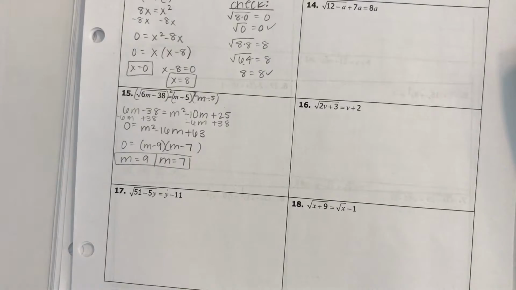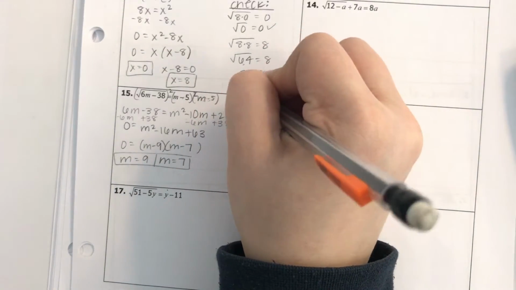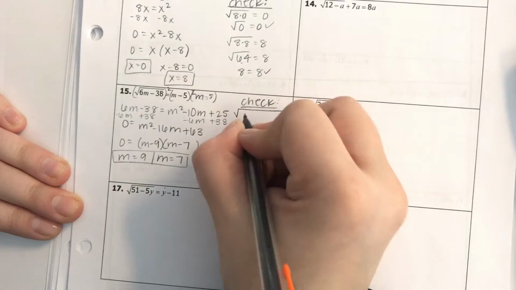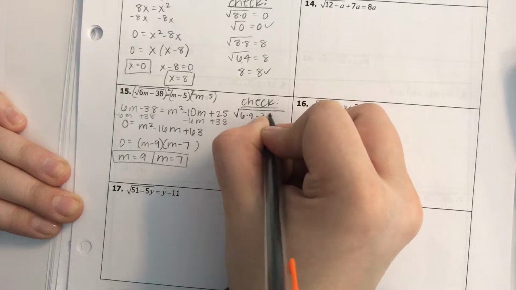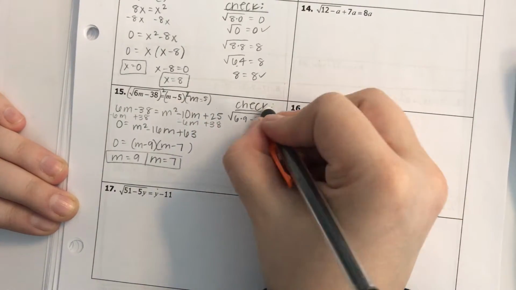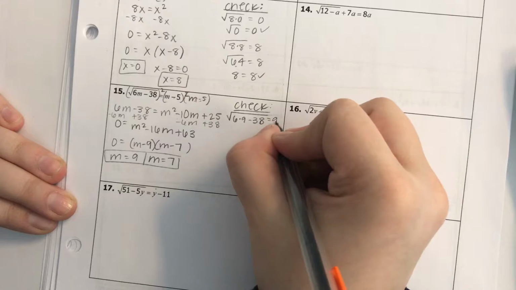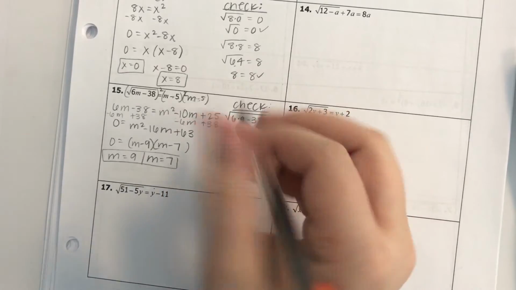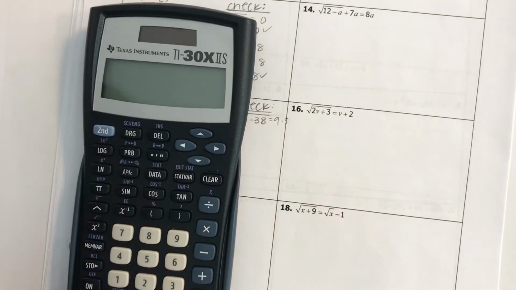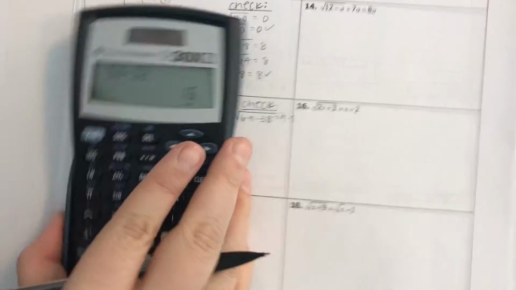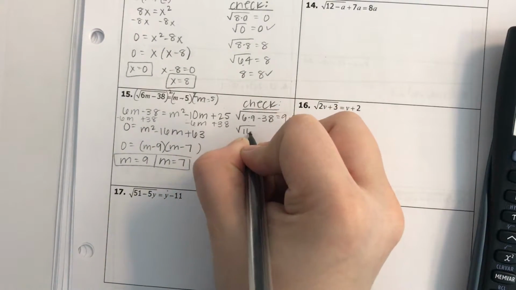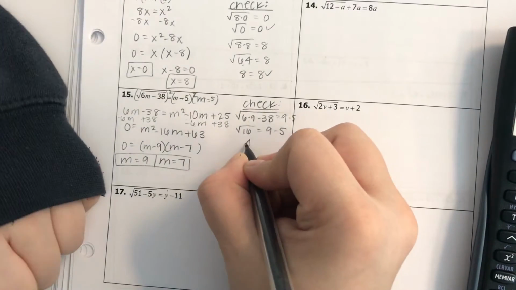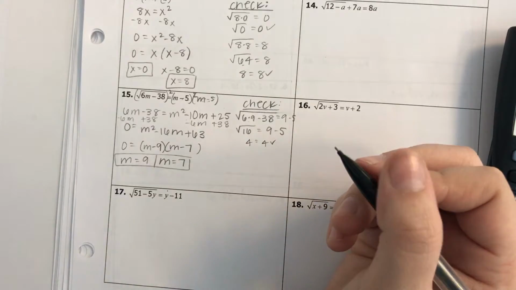We have to check to make sure they both work. So we'll check 9 first. Equals 9 minus 5. 6 times 9 is 54. 54 minus 38 is 16. Square root of 16 is 4. 9 minus 5 is 4, so that one works.